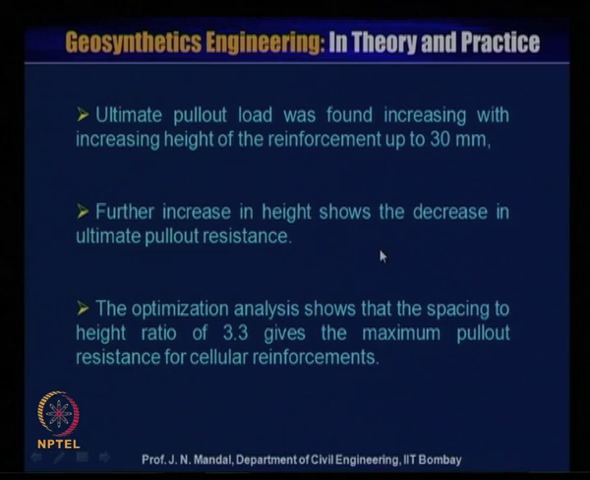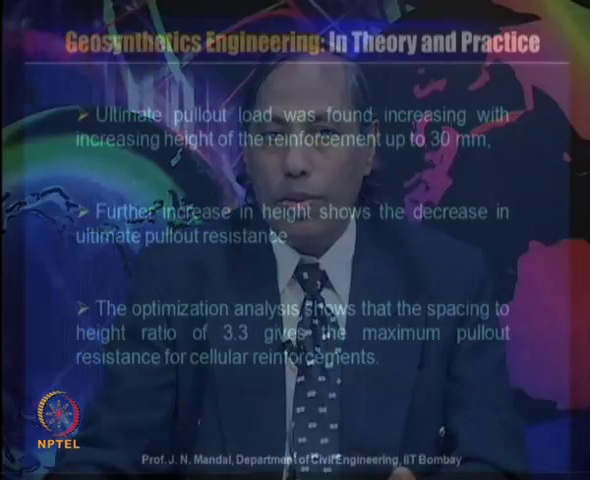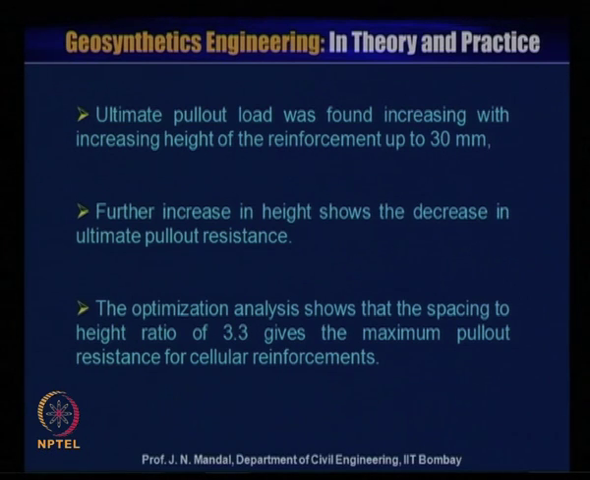Now the ultimate pull-out load was found to increase with the increase of the height of the reinforcement up to 30 millimeter. Further increase in the height shows a decrease in the ultimate pull-out resistance. So optimization analysis shows that the spacing to height ratio of 3.3 gives the maximum pull-out resistance of cellular reinforcement. So you can have the idea of what is optimum. The spacing to height ratio will be 3.3.